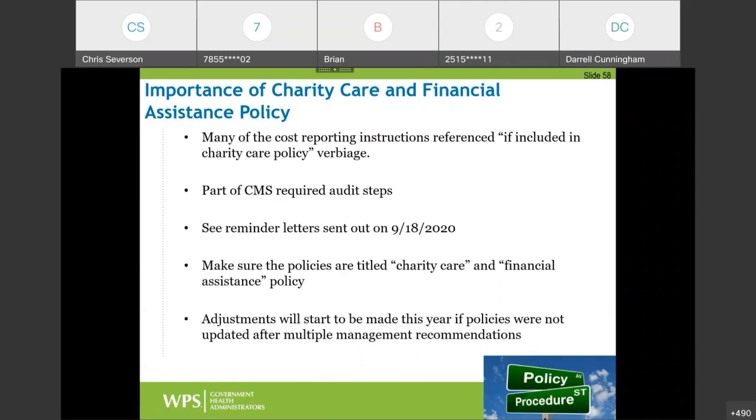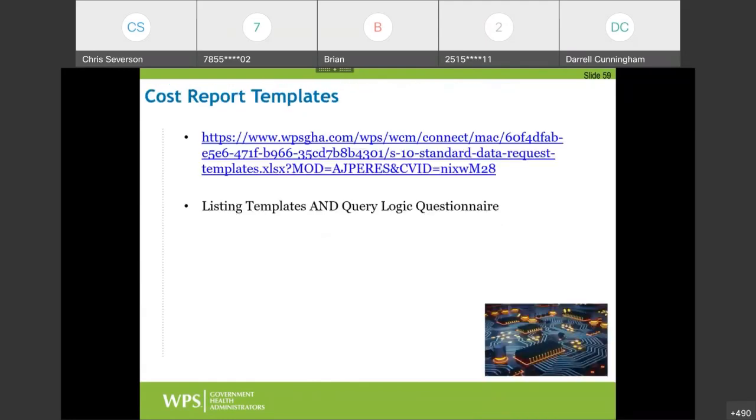Adjustments, as I said, will start to be made for this year if the policies were not updated. The link here, everybody should have the slides so you can click on the actual link. This takes you to the templates from our website, and it includes the query logic questionnaire as well.